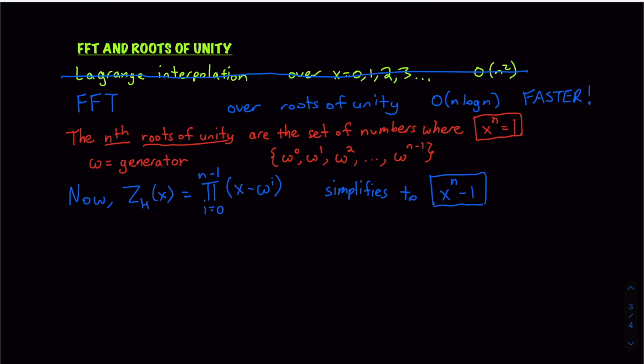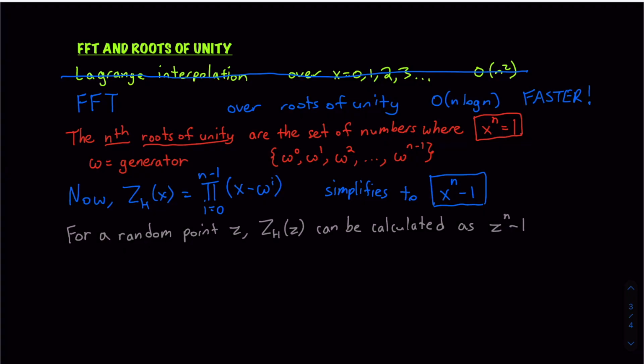This is extremely important for efficiency. Earlier, I mentioned that the verifier can compute z sub h of z for a random point z efficiently. That's because if we're using the roots of unity, z sub h of z is just z to the power n minus 1, which can be evaluated really quickly using repeated squaring. That's a huge win. This is exactly the kind of trick that makes SNARKs work.